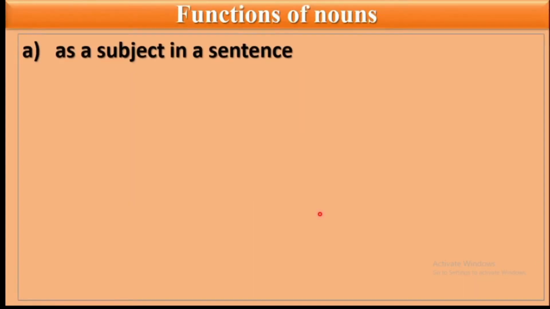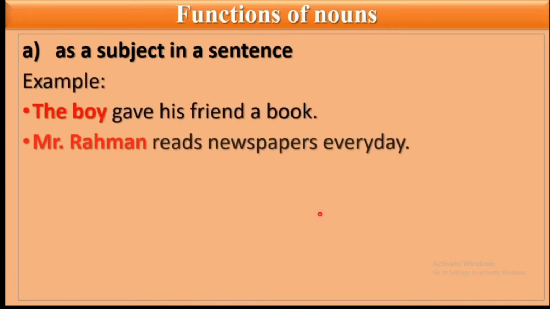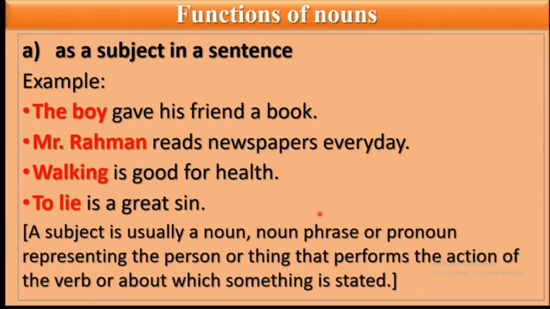Functions of a noun as a subject in a sentence. So what is a subject? A subject is usually a noun, noun phrase, or pronoun representing the person or thing that performs the action of the verb or about which something is stated. We are now going back to the examples. The boy gave his friend a book. In this sentence, the verb is gave, and who is performing the action of the verb gave? Of course, the boy is performing the action.